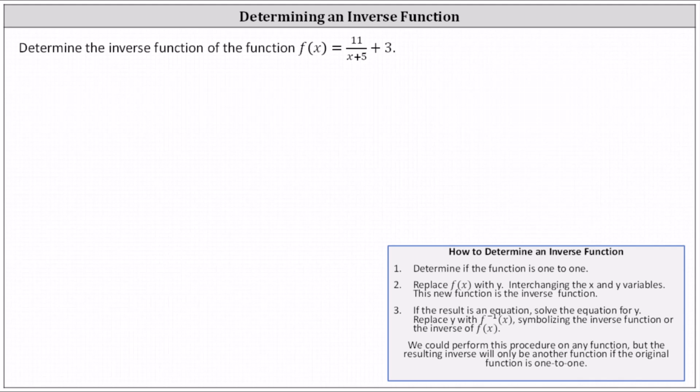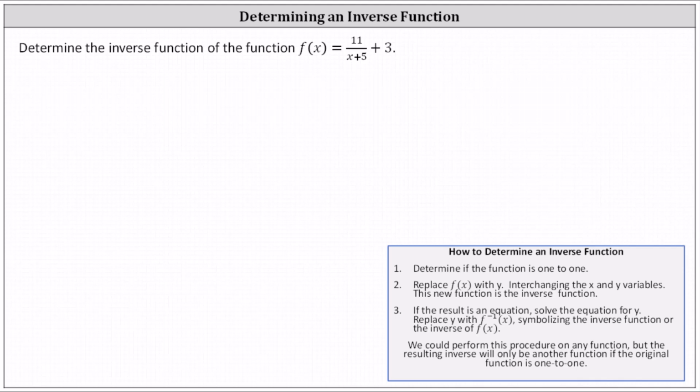Determine the inverse function for the function f of x equals 11 divided by the quantity x plus 5, plus 3. Because we are asked to determine the inverse function, we can assume the given function f of x is 1 to 1, and therefore the inverse is also an inverse function.